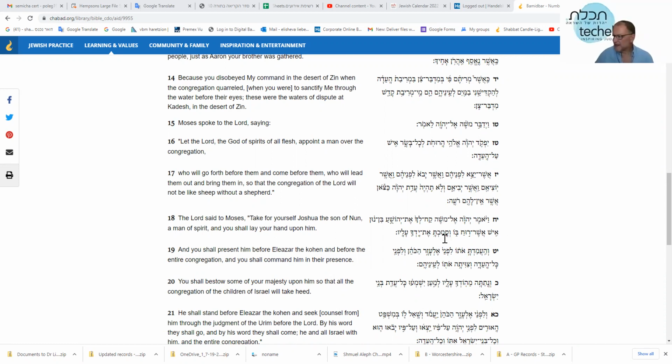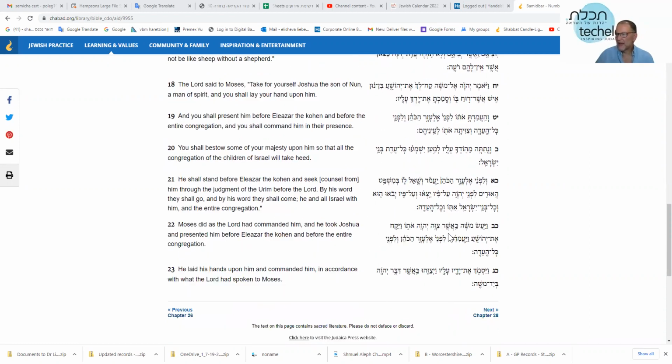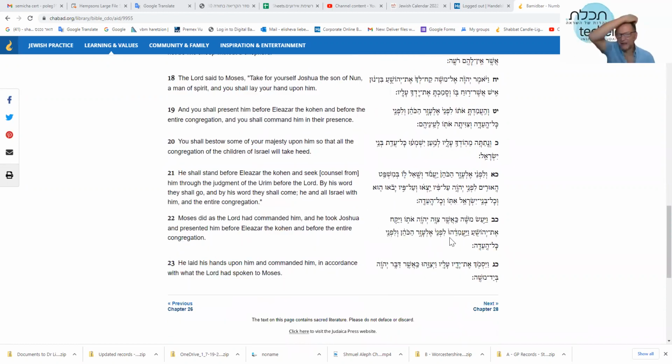And here it means, the way it's spelled here, you shall lean. And that is the origin of semicha. What was Moshe doing to Joshua? He was ordaining him as the leader of the people, as the rabbi of the people, so to speak. Okay, and so now let's go on and see exactly what happens in the next few psukim.